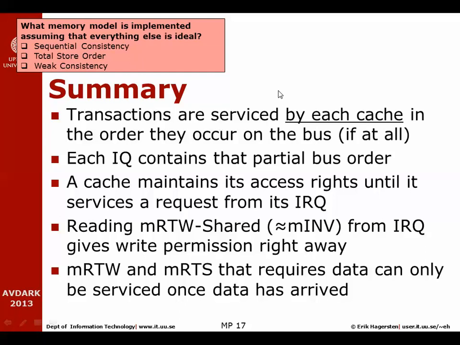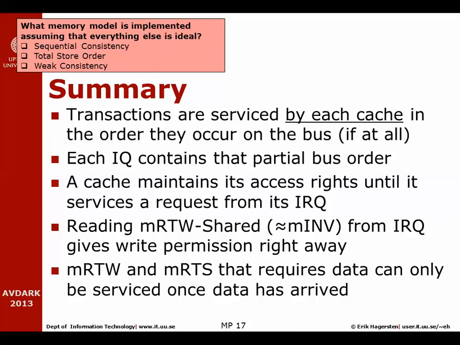So my question here is, assuming this crazy out-of-order reply queue, where we have address transactions that happen in order, but data replies that happen out of order, what kind of memory model can we really assume? Sequential consistency, total store order, or weak consistency? And it's actually sequential consistency because transactions are serviced in exactly the order they occur on the bus. So that is the defined order between these loads and stores.